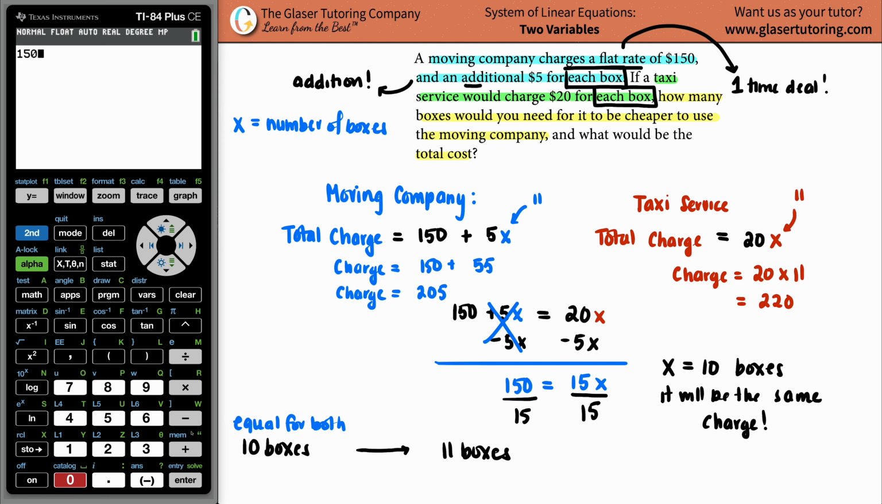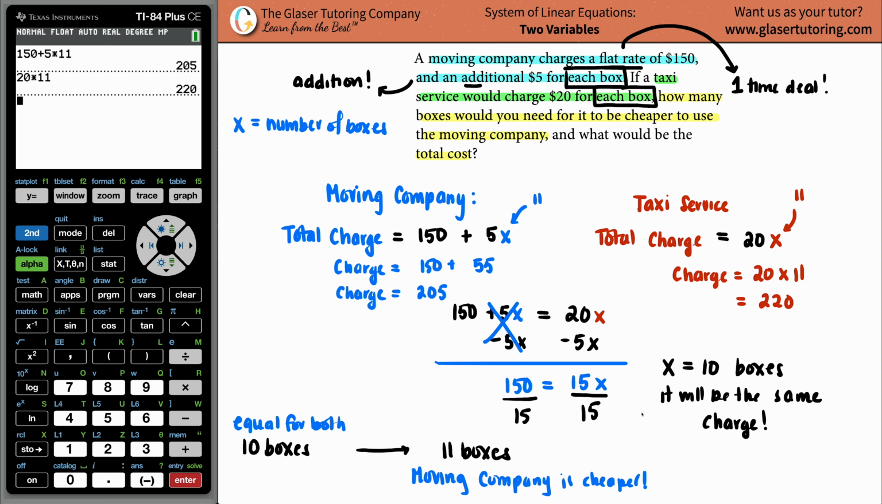And we could just double check that. You could start from the beginning. 150 plus 5 times 11, 205. And then 20 times 11 is 220. And there you go. So at 11 boxes, we now know that the moving company, maybe I'll put it on the bottom, the moving company wins. The moving company is cheaper. So how many boxes would you need for it to be cheaper to use the moving company? 11. 10 will get you to be equal. One over is the answer.